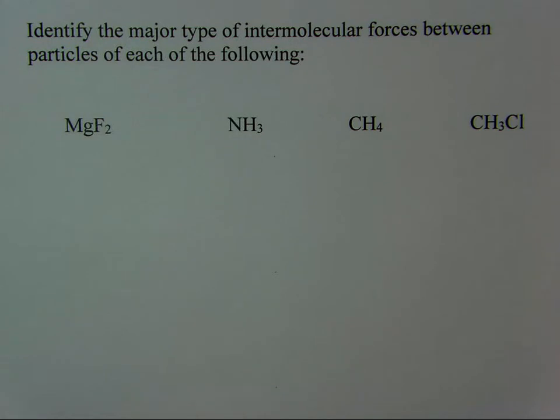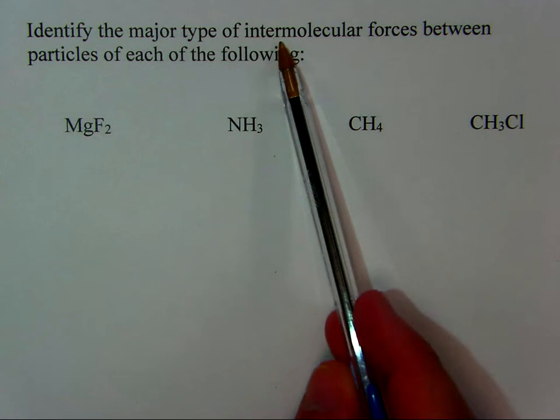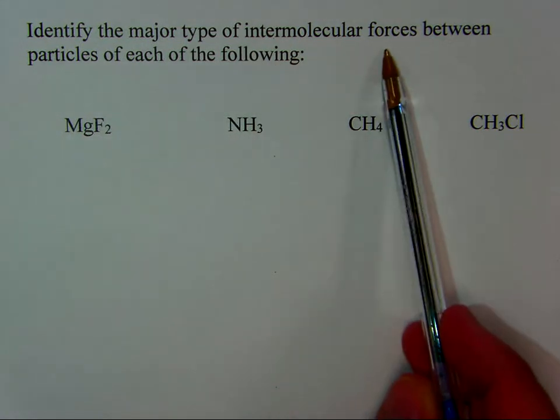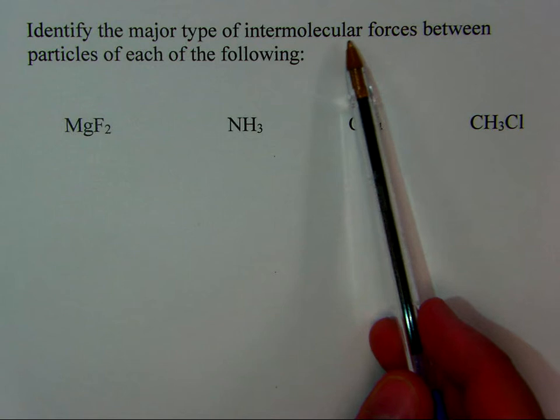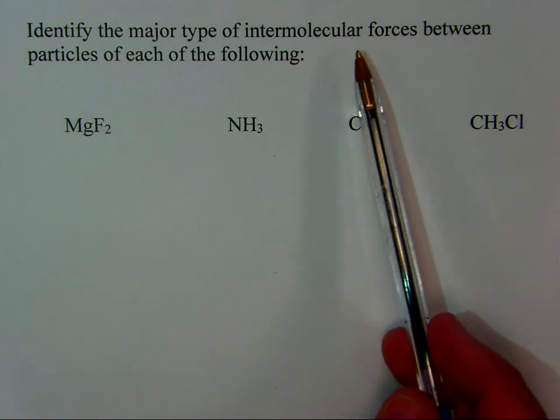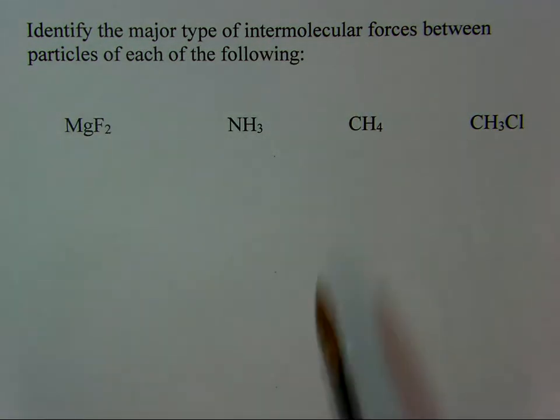Identify the major type of intermolecular forces between particles of each of the following compounds. So when we think about intermolecular forces, we're thinking about things like ionic bonds, hydrogen bonding, dipole-dipole attractions, or dispersion forces. We're going to decide which of those four applies to each of these different compounds. Okay, and so let's go through them one at a time and think about that.